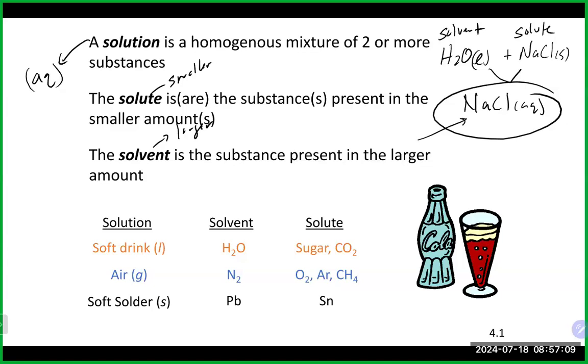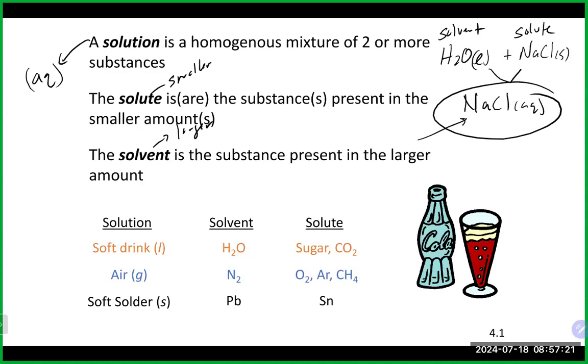The easy way to determine what is the solute when you have a solution given to you is the name of the solution is the solute. So if you have a sodium chloride solution, sodium chloride is a solute. If you have a magnesium chloride solution, magnesium chloride is a solute. So whatever the name of the solution is pretty much what was dissolved in it. A lot of times the solvent is water.